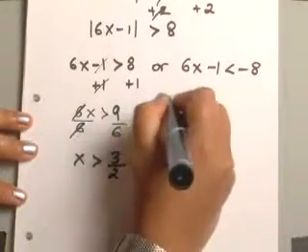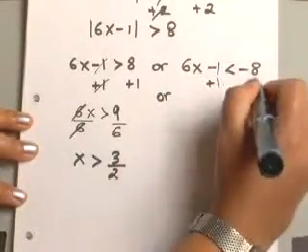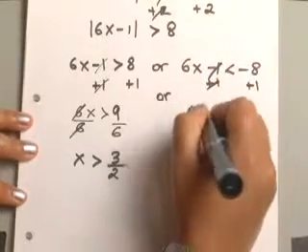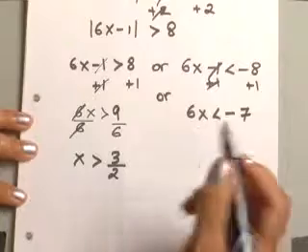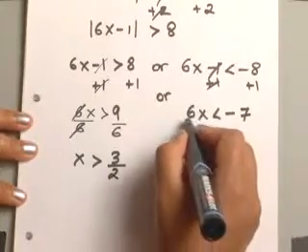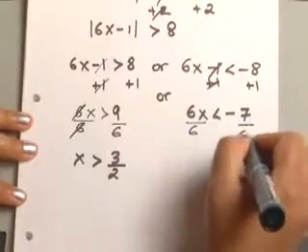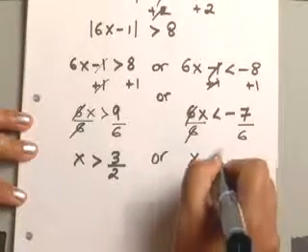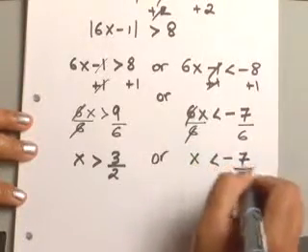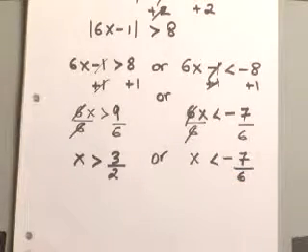On the other side, move your 1 over. You have 6x is less than negative 7. Again, do the same thing. Divide everything by 6. And this time you end up with x is less than negative 7/6.